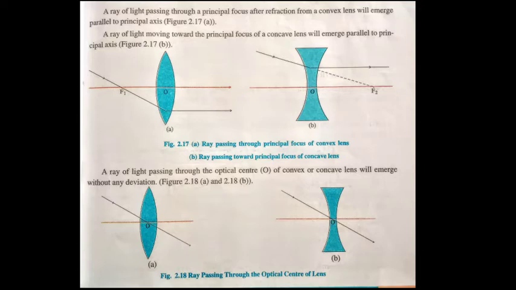A ray of light passing through the optical center of a convex or concave lens will emerge without any deviation. See the next two figures, in which if you take any convex or concave lens, the rays passing through the center of the lens will pass through the optical center in the same direction, without deviation or refraction. So, this figure shows this.